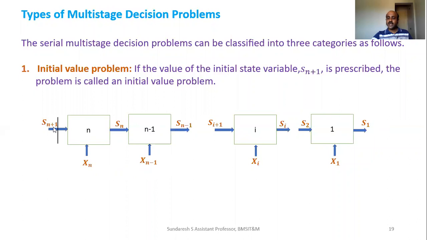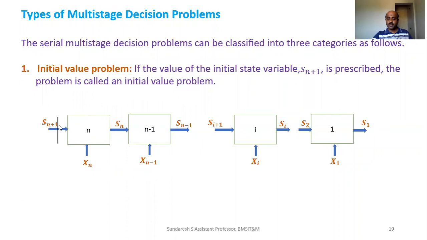S corresponds to an initial state variable or input state variable or data, anything you can take it as. So the input state variable S(n+1) is prescribed, meaning it has a constant value. You cannot change or vary the value of the initial state variable. If the value of the initial state variable is prescribed, then we can call that problem an initial value problem. Please remember this.